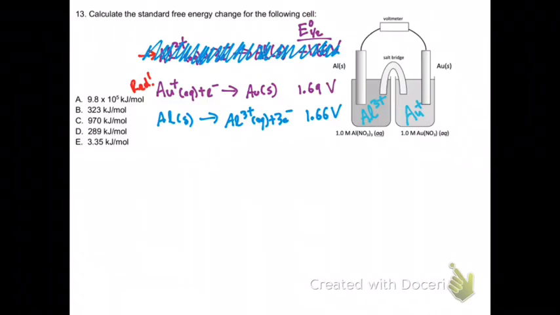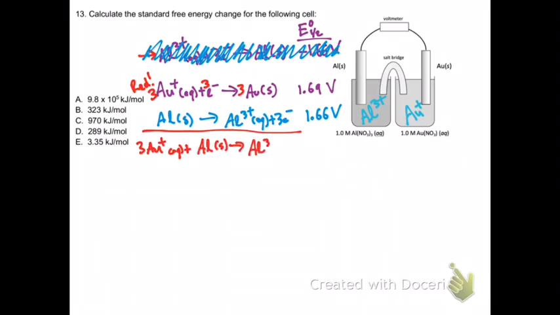Okay, so here we have our half reactions. Just in order to let them be balanced, though, we need 3 times as many electrons in this reaction. So I'm going to multiply everything by 3 so that we have a balanced overall reaction. Okay, and if you're curious, the overall reaction then is going to be 3 Au plus aqueous plus aluminum solid yields Al3 plus aqueous and 3 gold solids.